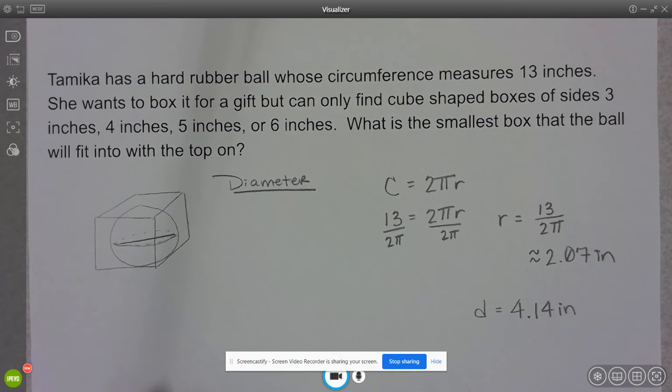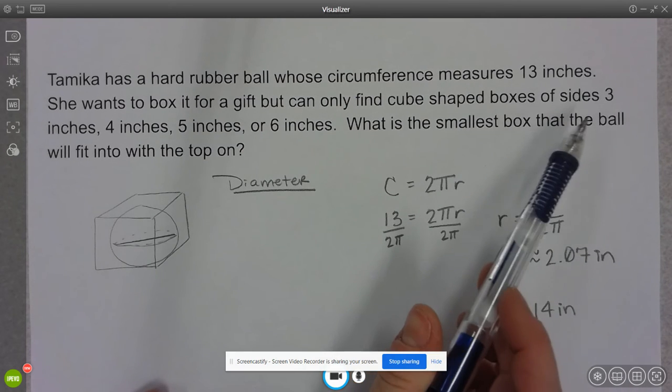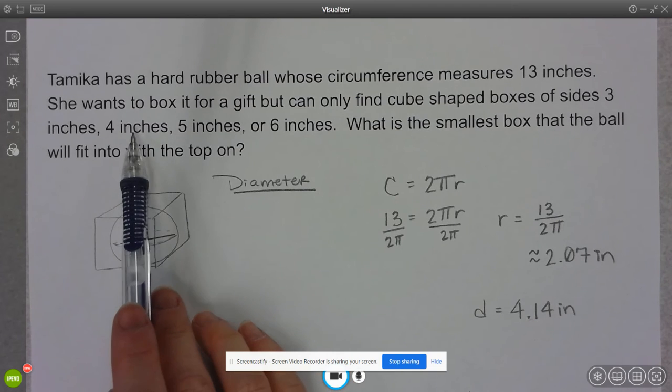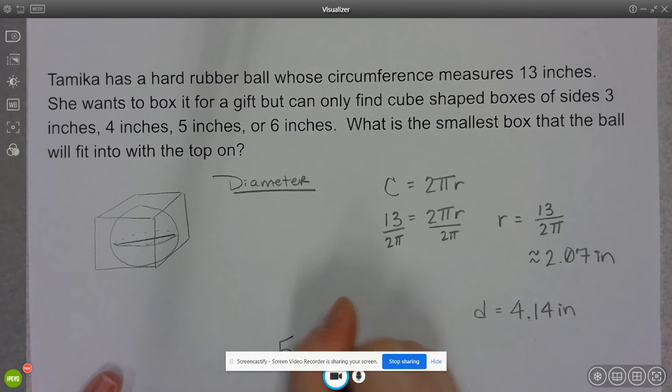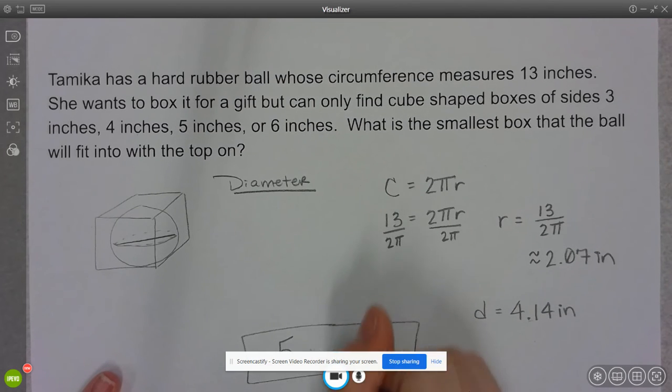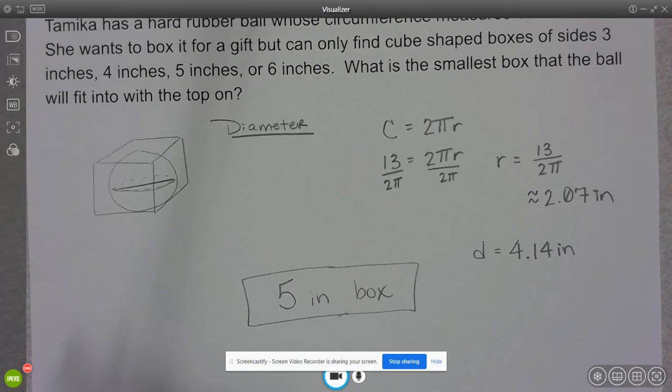So in order to fit the ball with a diameter of over 4 inches in one of these 4 boxes, 3 is definitely too small. 4 inches is too small because my diameter is over 4 inches. So we would need the 5-inch box in order to fit the ball inside of it. And that's the smallest one that we could use.